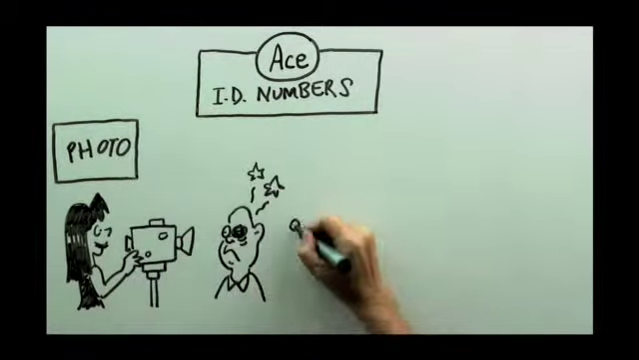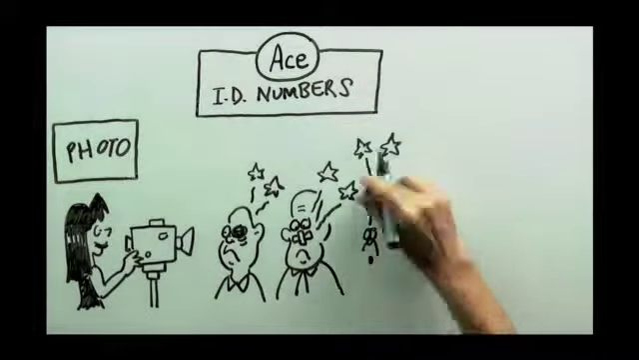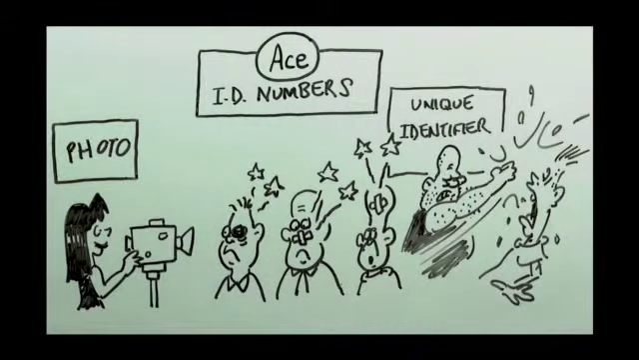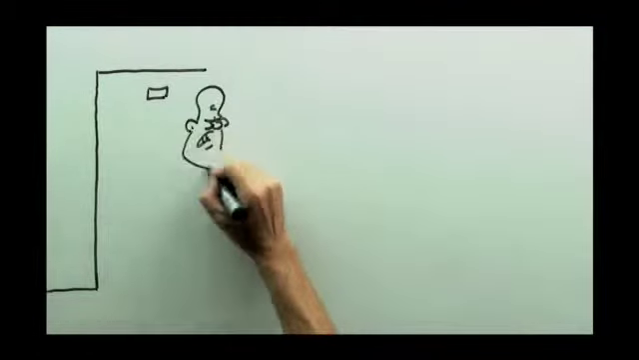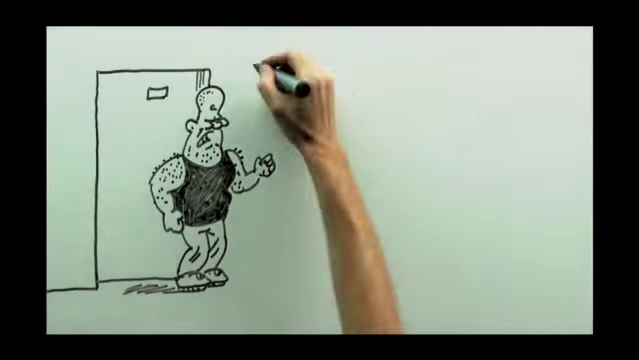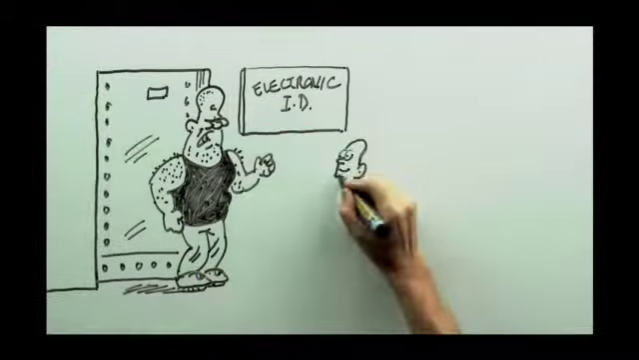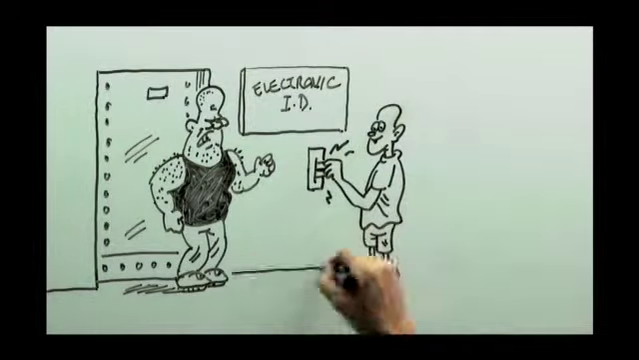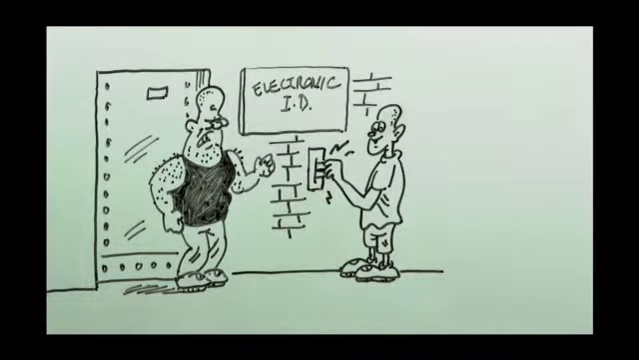With ID numbers, we allocate a unique identifier to each person and record it in the database. With an electronic ID, we establish a link between an external representation of the person, called their electronic ID, and the data about the person in the database. With an ID number, we put a unique identifier into each different database. With the electronic ID, we establish unique links between an electronic ID record and each of the different databases.